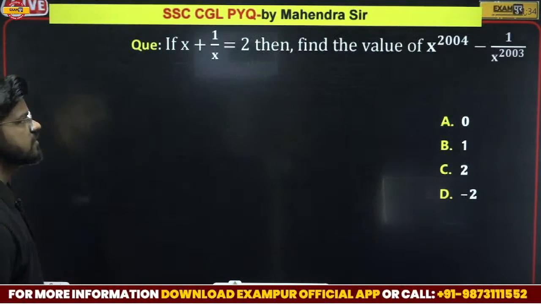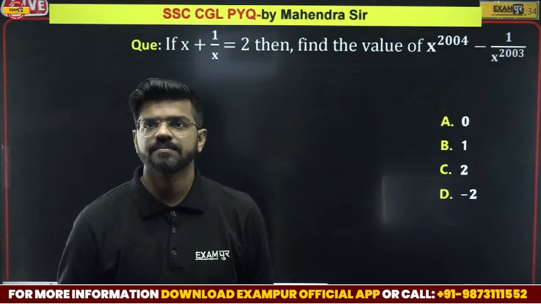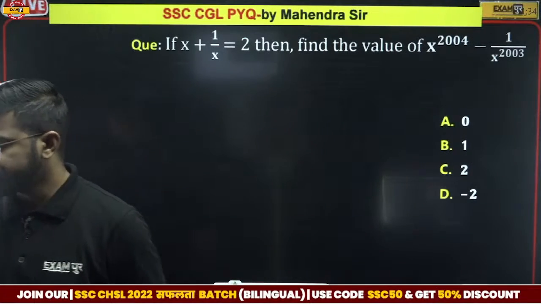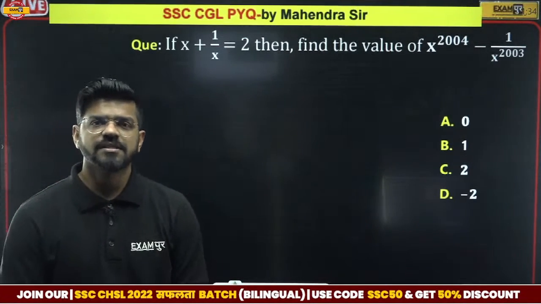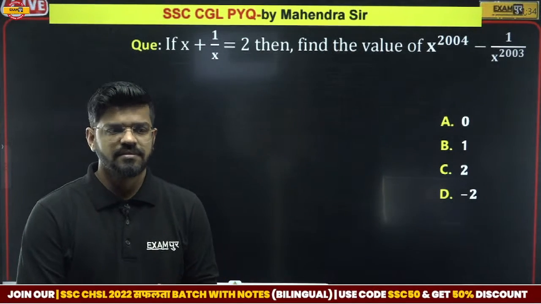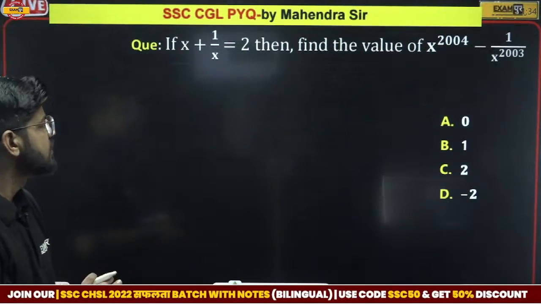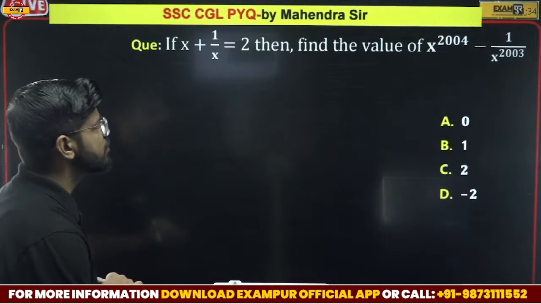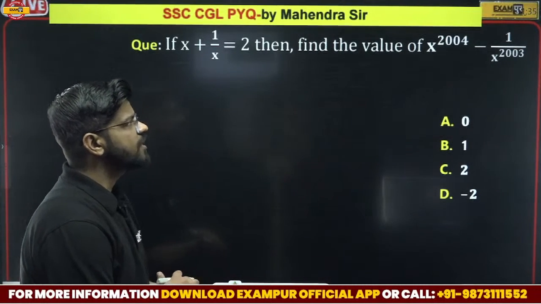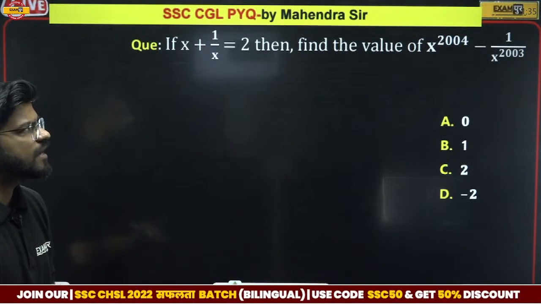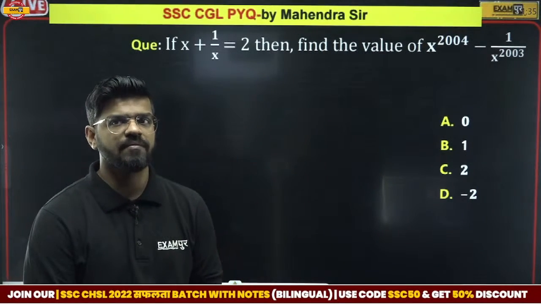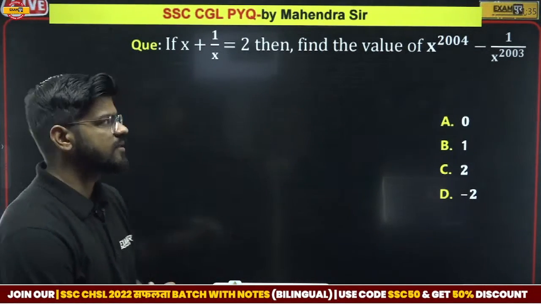Okay, next question. Tell me the answer for this question. Everyone, tell me the answer. So what is the question? If x plus 1 upon x is equal to 2, then find the value of x to the power 2004 minus 1 upon x to the power 2003.